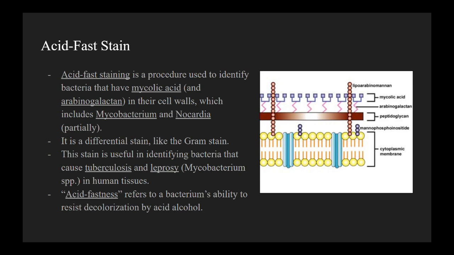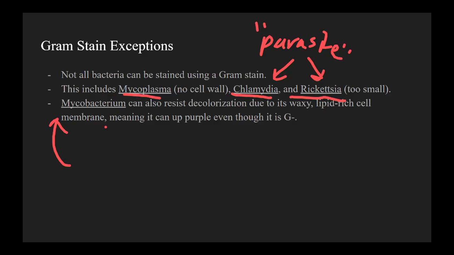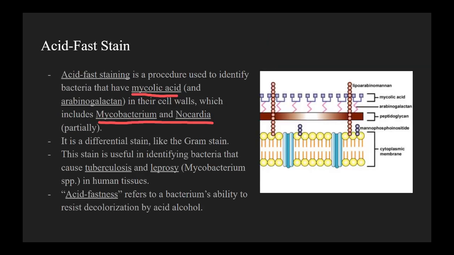All right, so let's go into our next procedure, the acid-fast stain. The acid-fast stain is a procedure used to specifically identify bacteria that have mycolic acid in their cell walls. This includes Mycobacterium and Nocardia, which are names of genera, categorizations of bacteria that fall under this classification. If you remember, Mycobacterium has that waxy, lipid-rich cell membrane, and mycolic acid is what makes it that way.